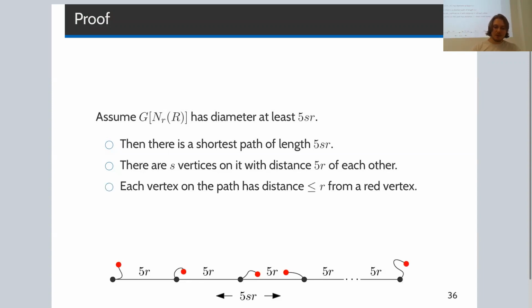Additionally, since we're only looking at the R neighborhood of the red vertices, every one of them has a red vertex with distance at most R from them. So there's always a red vertex that is at most R steps apart from these vertices on the path. So this means that any two red vertices have distance larger than 2R, because the whole step has size at least 5R, and each arm has size at most R. So the difference is at least 3R, which is larger than 2R. So we find these S vertices that are 2R scattered, and if the diameter is large, we always have a yes instance.